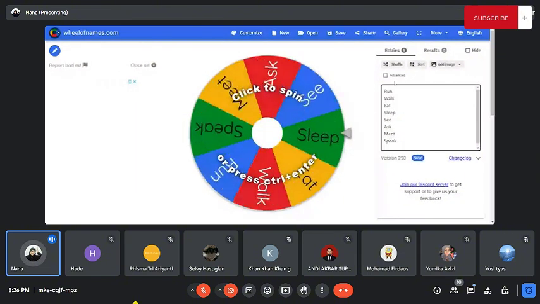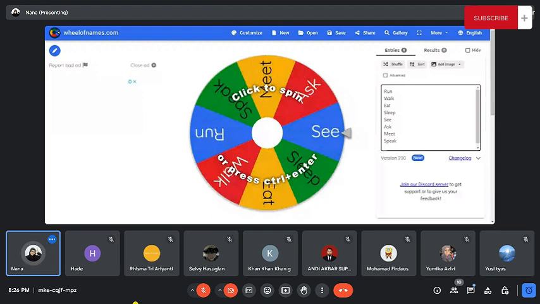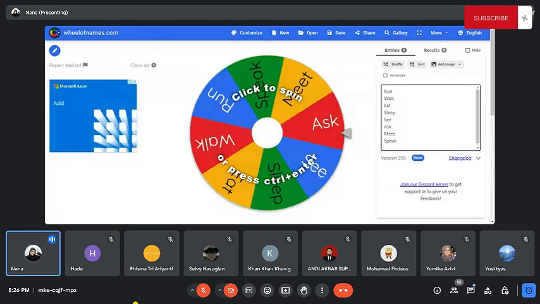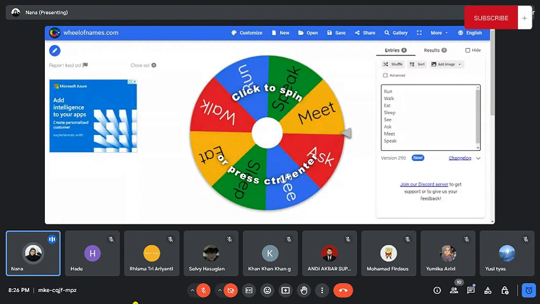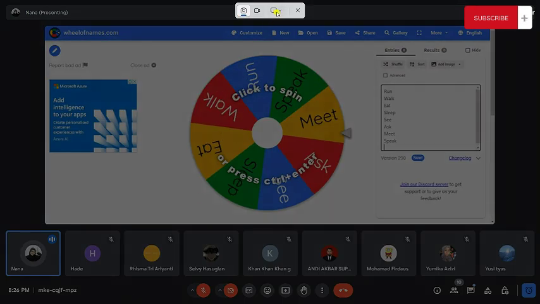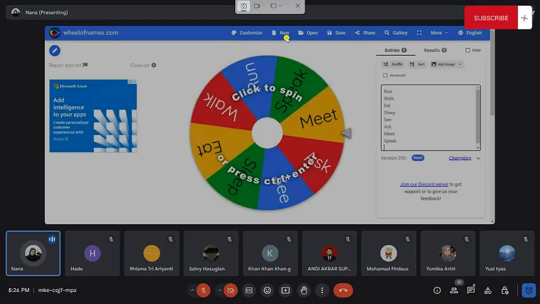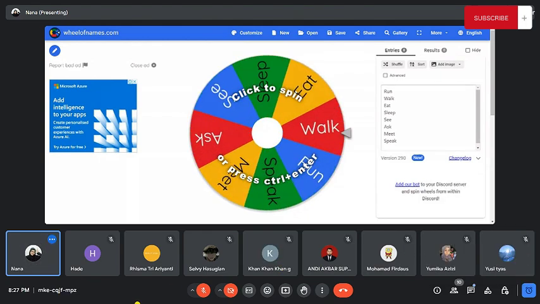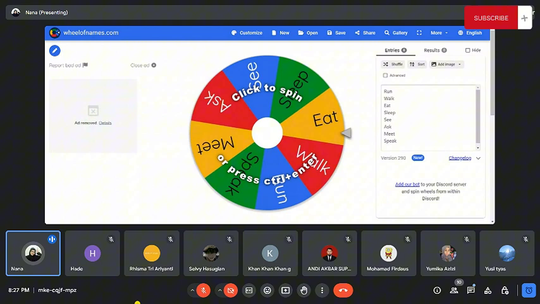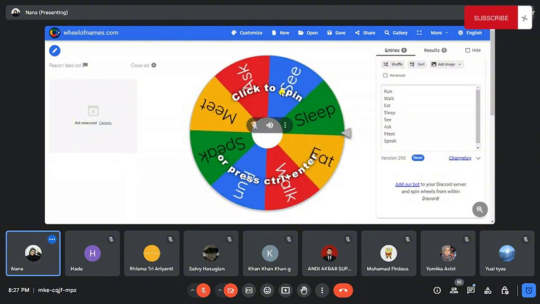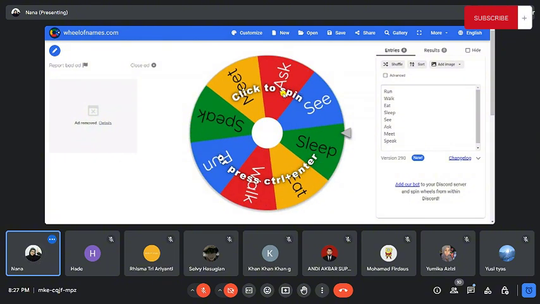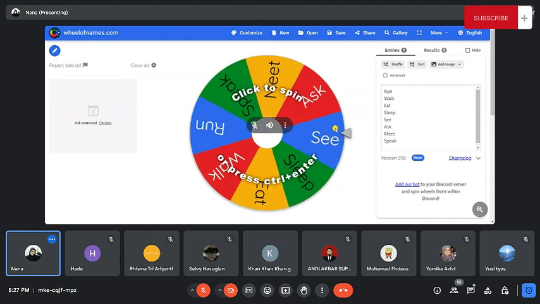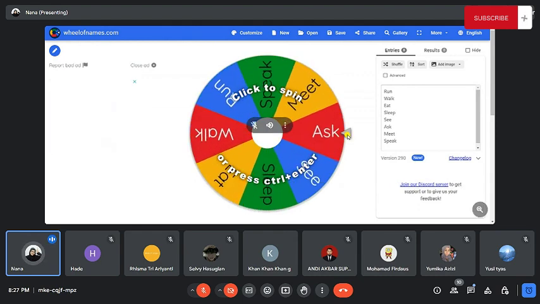Okay, we see here some of the verbs: run, walk, eat, sleep, see, ask, meet, and speak. You guys can add more verbs there. Anyone would like to add more verbs? Any verbs that you know, please. You can say anything that comes to your mind.